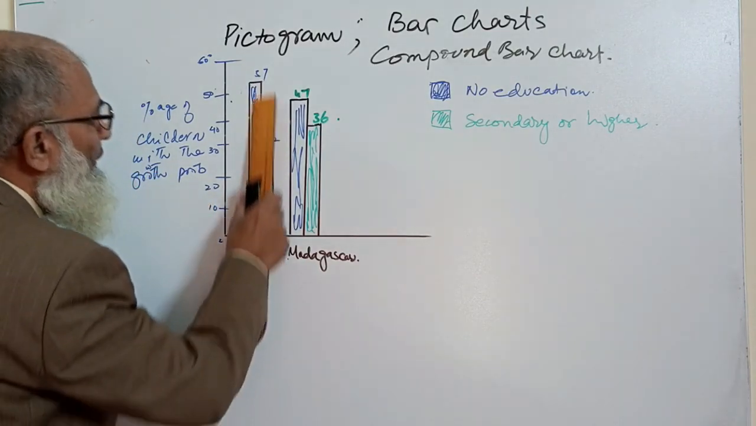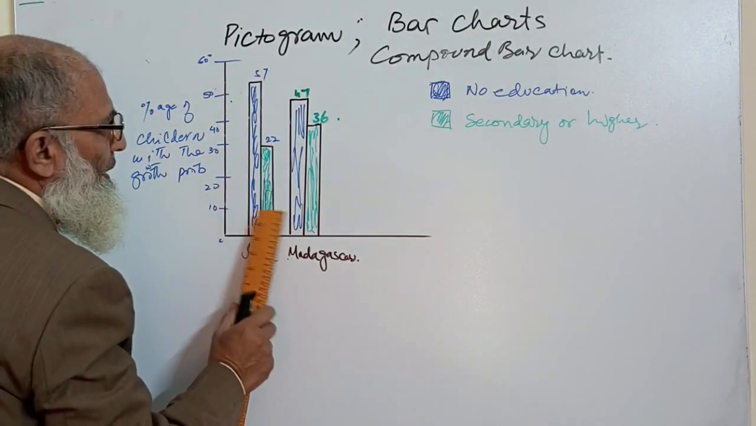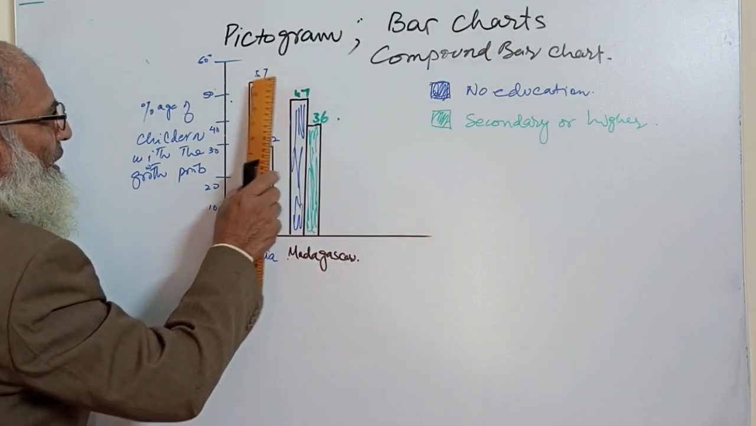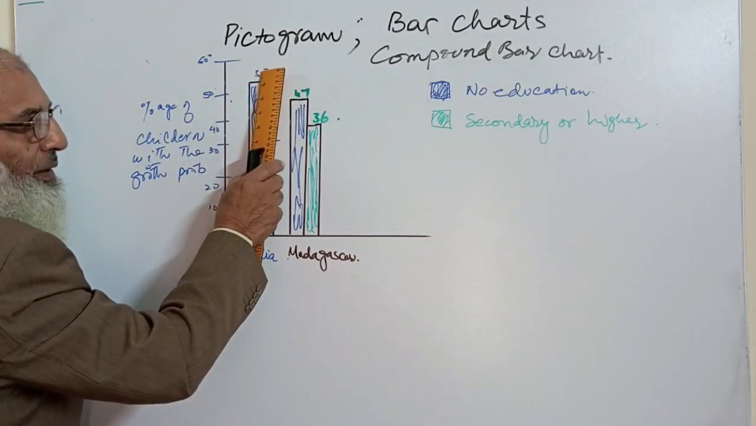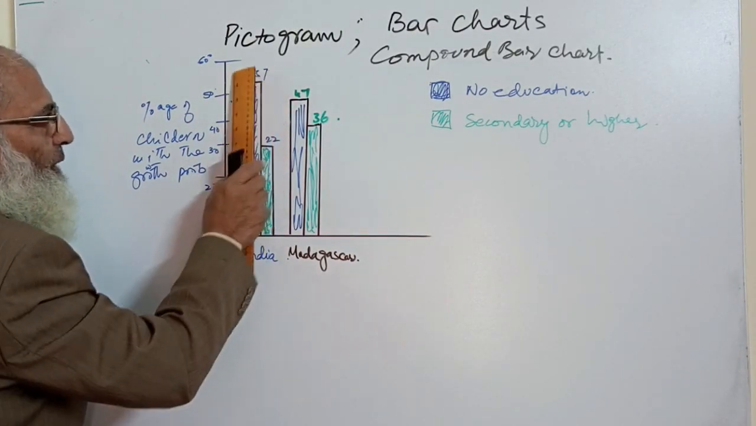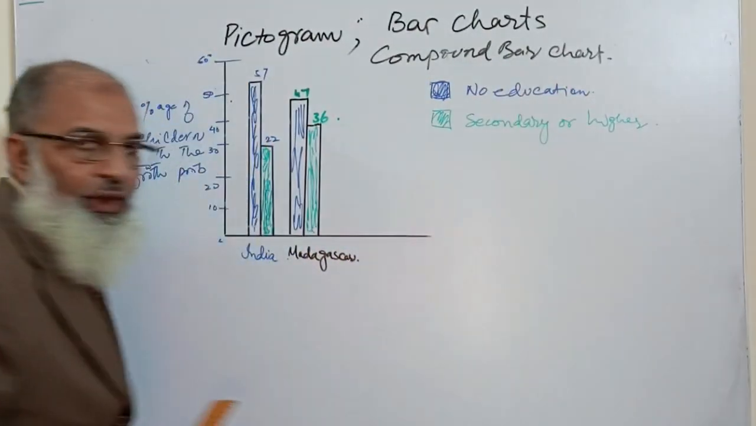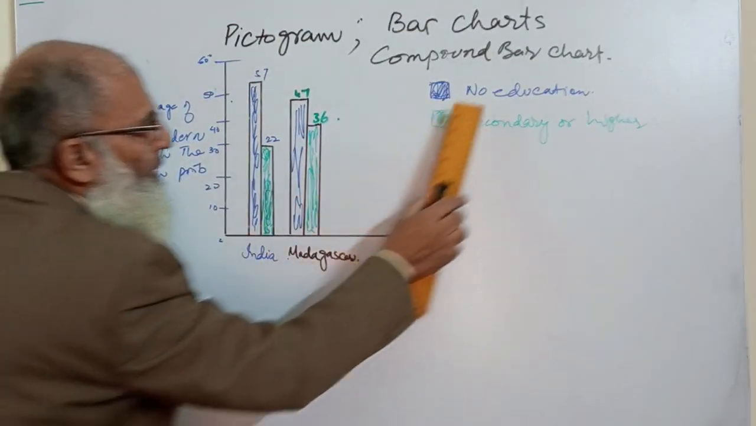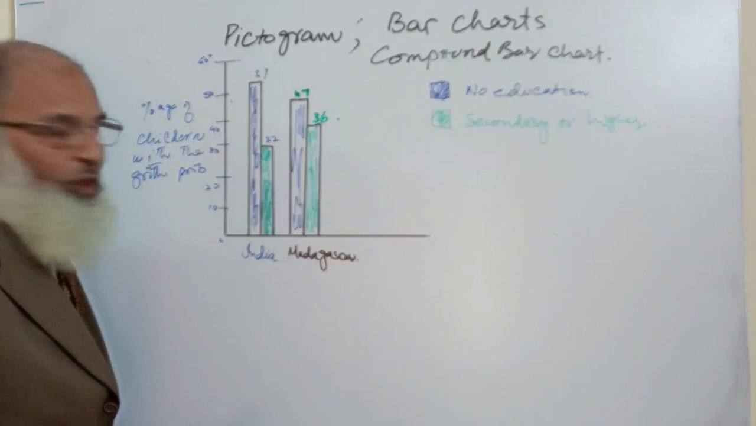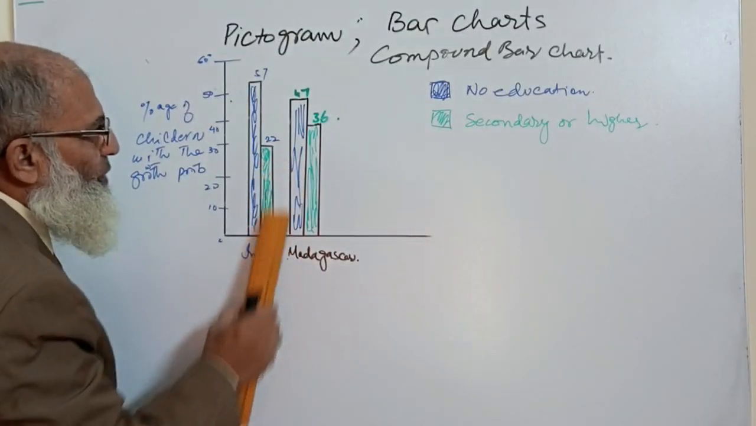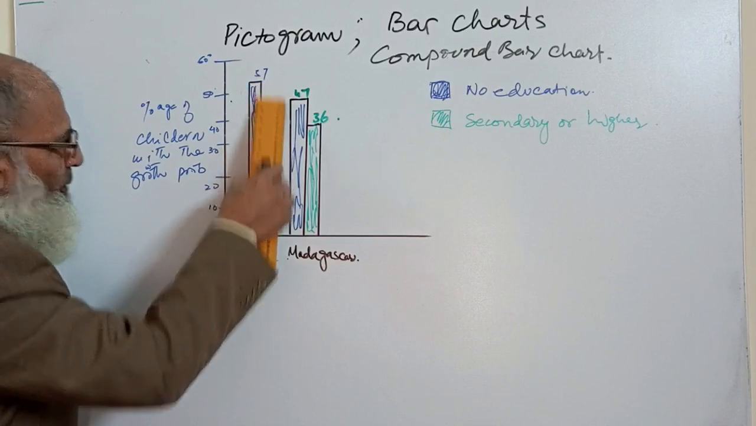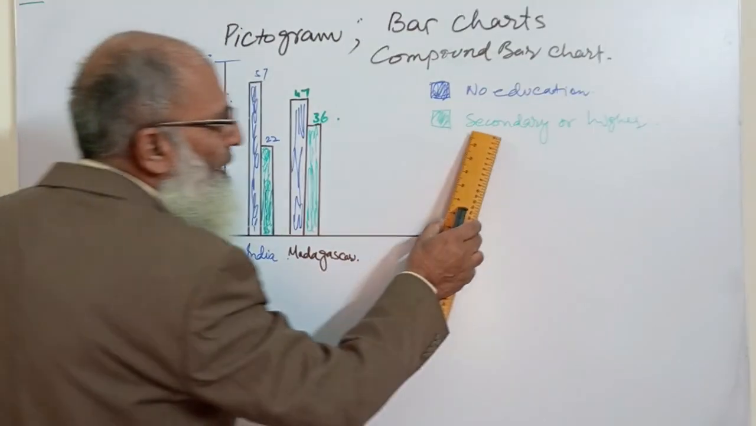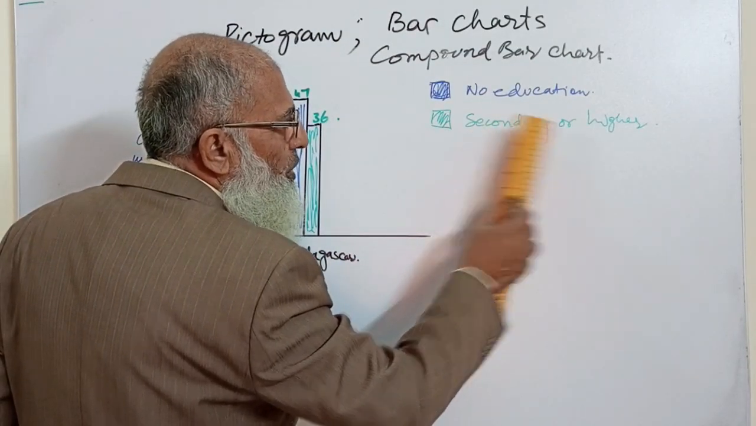The growth problems are higher when the mothers have no education. The growth problems under 5 years of age are higher when mothers have no education. And when mothers have education, you see the growth problem decreases to 22% when the mothers are at least secondary level or higher.